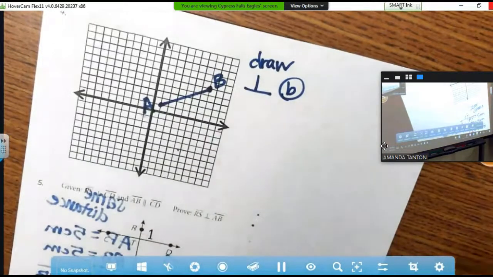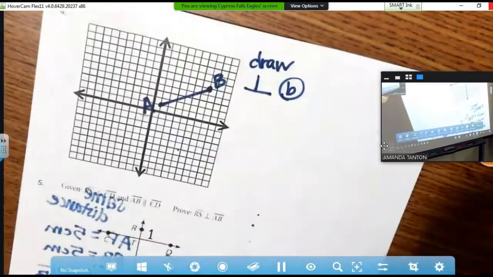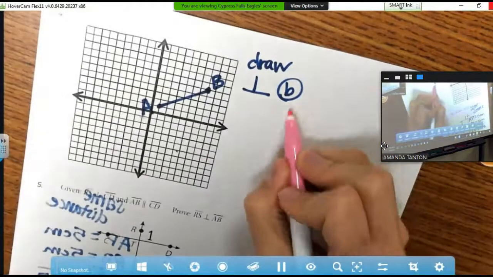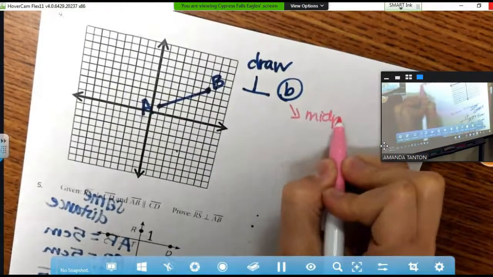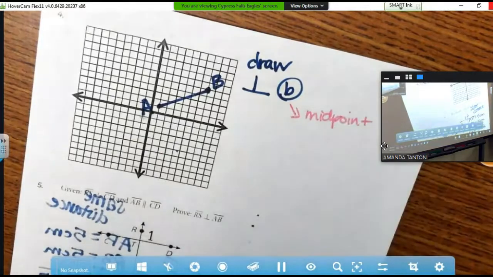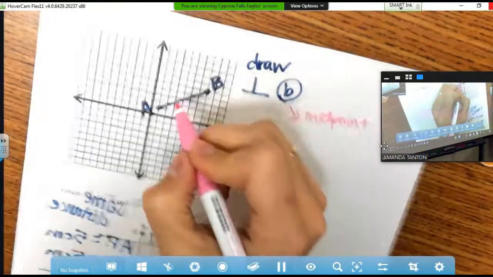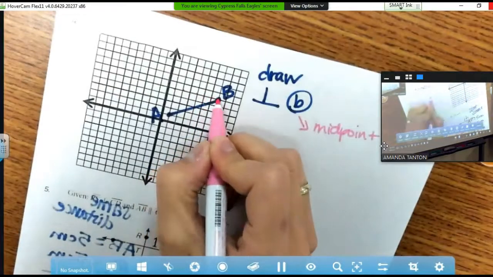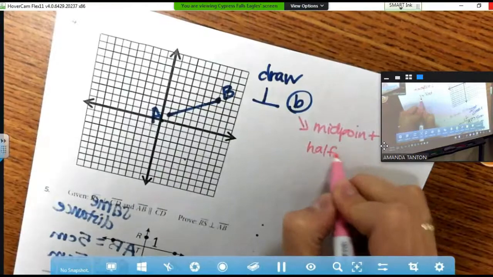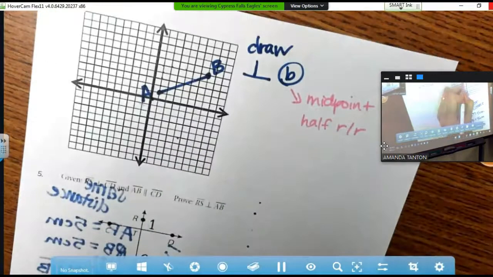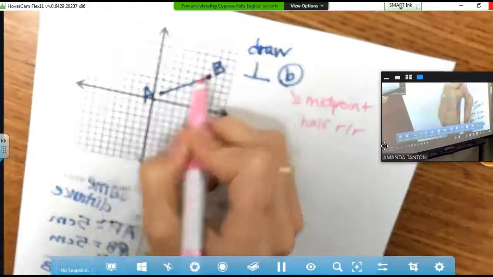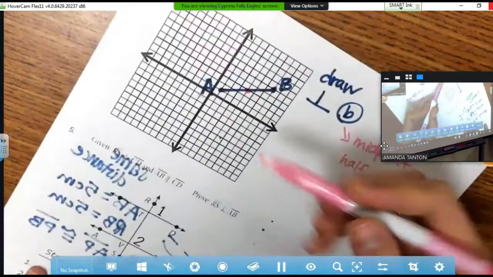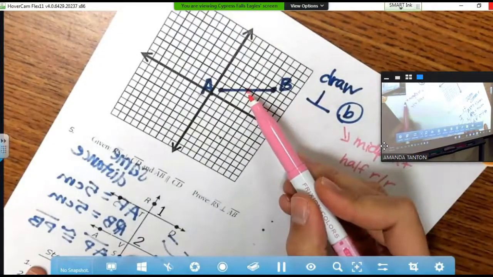So let's do the strategy we talked about. Let's tackle the bisect part first. Bisect means you better go through the midpoint. So what I can do is count my rise and my run. 1, 2, 3, 4. 1, 2, 3, 4, 5, 6. And I can go half the rise and half the run. So instead of going up 4 over 6, I'm going to go up 2 over 3. And I land right there. That is my midpoint. Midpoint, check.